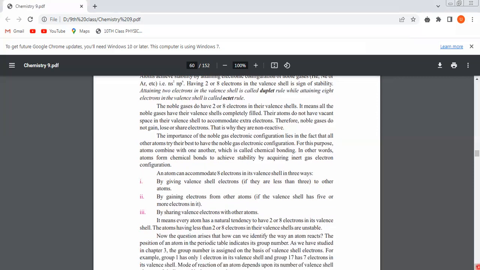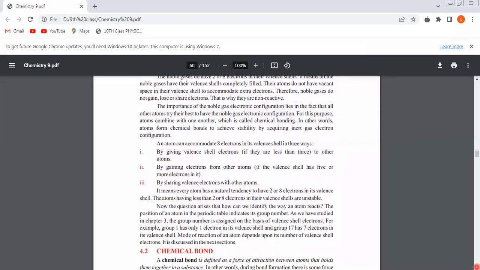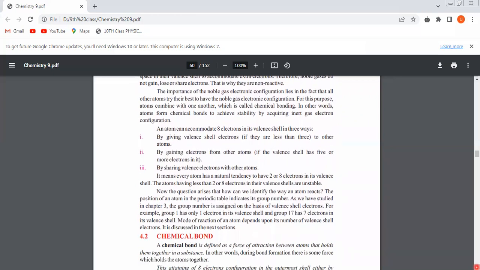Now the question arises: how do we identify the way an atom reacts? The position of an atom in the periodic table indicates its group number. As we have studied in chapter 3, the group number is assigned on the basis of valence shell. For example, group 1 has only 1 electron in its valence shell, and group 17 has 7 electrons in its valence shell. The mode of reaction of an atom depends upon its number of valence shell electrons. It is discussed in the next section.